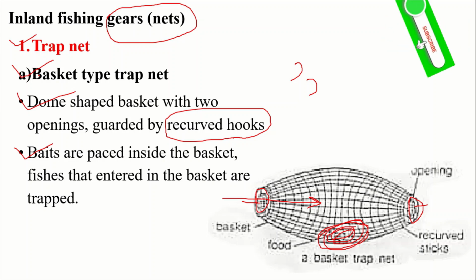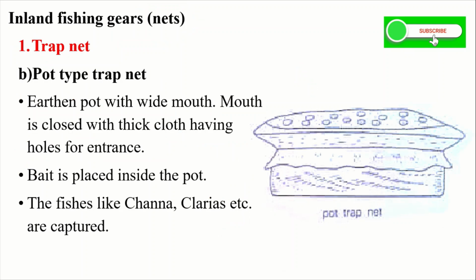Now the second trap net is called the pot type trap net. This is another type of trap net used particularly by poor people, and for this purpose a wide mouthed vessel, a wide mouthed earthen pot, is used. The mouth of this pot is closed by a thick cloth.